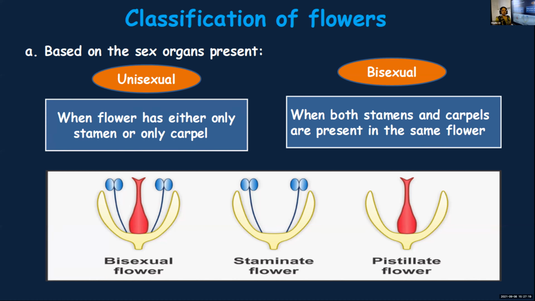So we learned how to classify inflorescence on the basis of arrangement of flowers on the floral axis into racemose and cymose. And then we learned about two types of flowers on the basis of sex organs present in them. You can categorize them into unisexual and bisexual flowers. Unisexual means they will have either male or female reproductive organs, and bisexual means they will have both male and female sex organs.